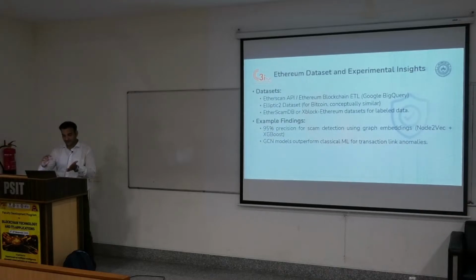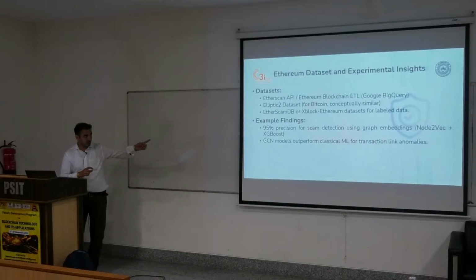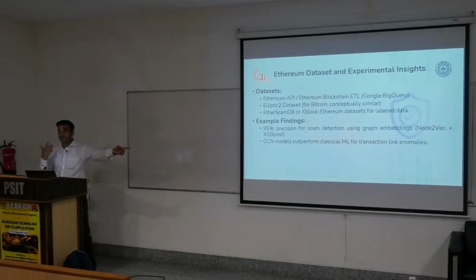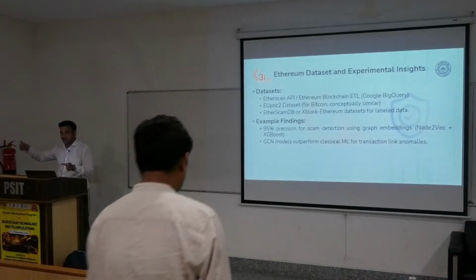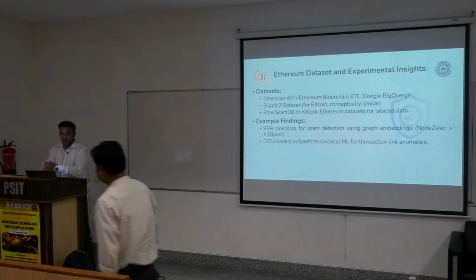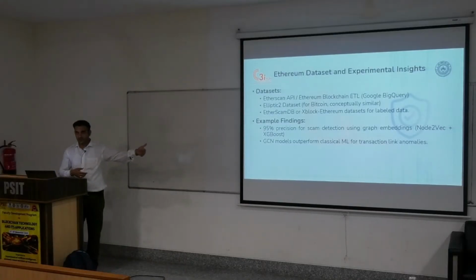Nodes will have addresses, edges will have the transactions between them, and then I will be using node2vec. What does it do? It basically creates vector embeddings for each node. So it helps you with graph representation. So that is what you have to actually visualize.